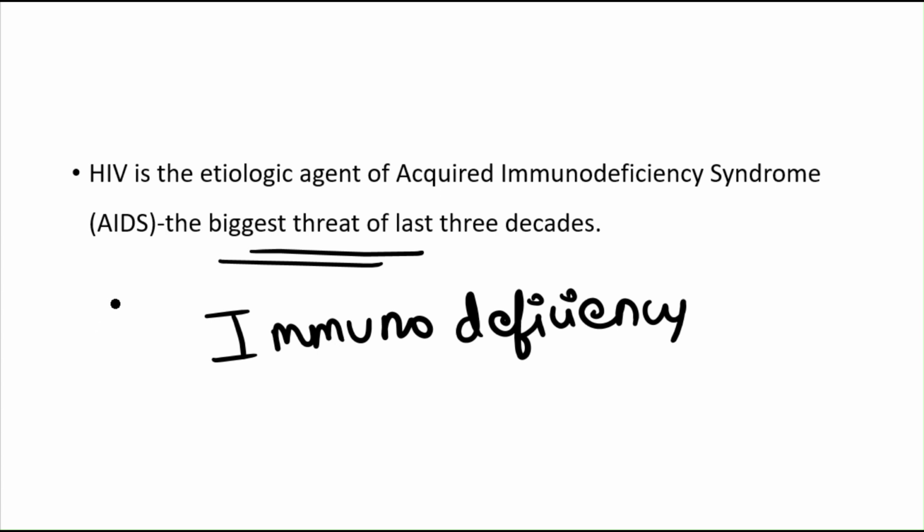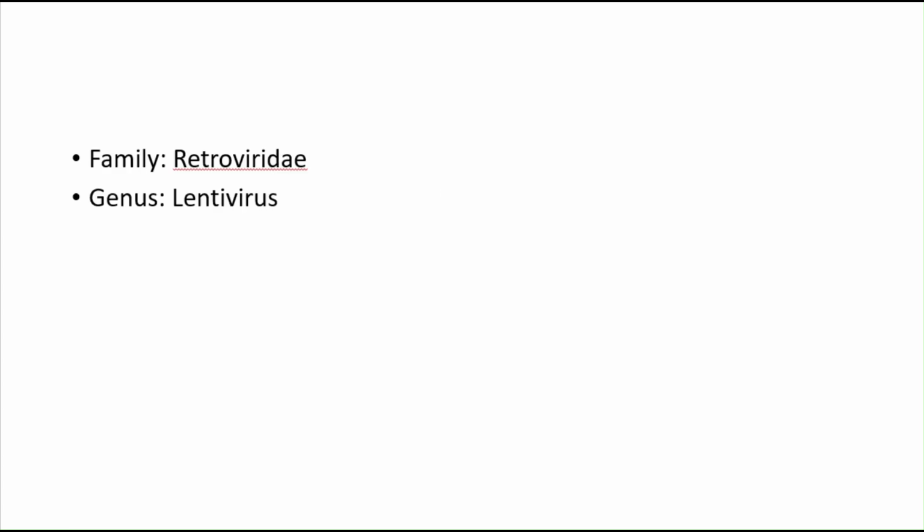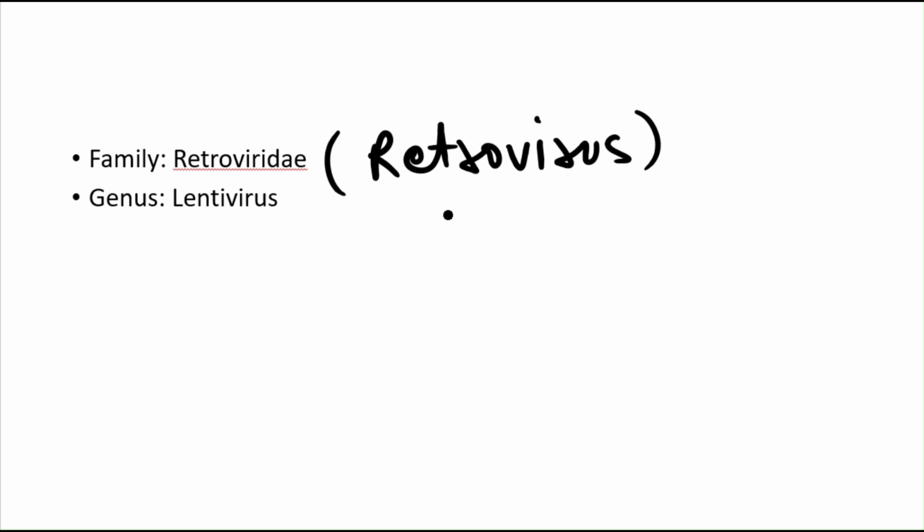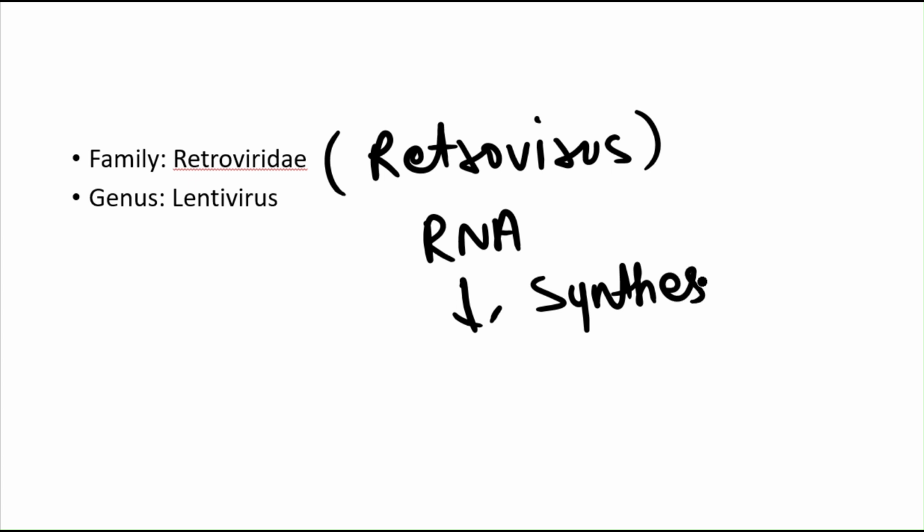This HIV virus belongs to the family Retroviridae. So there is a special group of viruses called retroviruses. HIV is actually an RNA virus. These retroviruses have a special capacity of converting single-stranded RNA into double-stranded complementary DNA because of the enzyme reverse transcriptase.